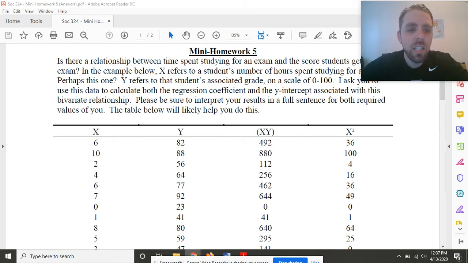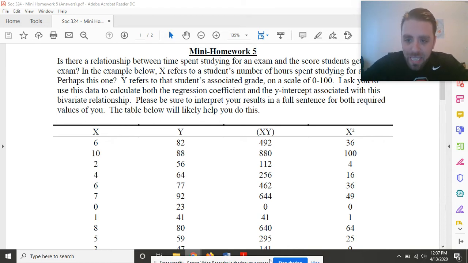So I asked you to use this data and to calculate both the regression coefficient, that is the average effect of a 1 hour increase in time studied on a student's exam score, and to figure out what would be the expected value of Y, the test score, assuming a 0 on time spent studying for the exam.